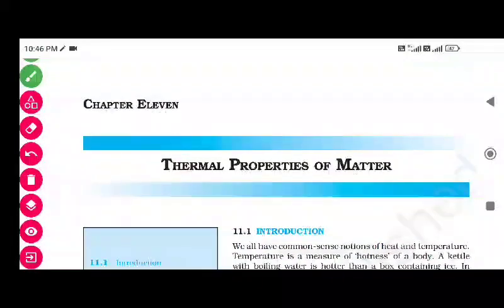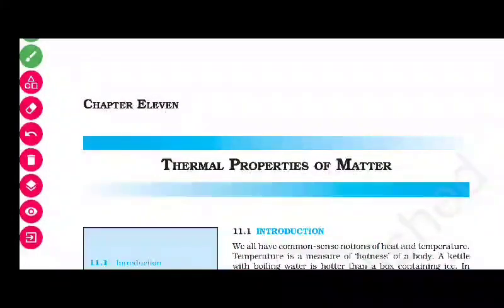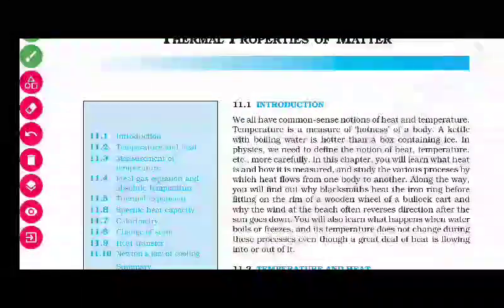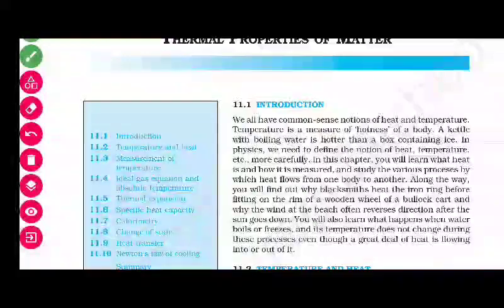Folks, what's up? In this video I'm going to start a new chapter of NCERT Physics Class 11. This is chapter number 11 of NCERT Physics Class 11, Thermal Properties of Matter. So let's start this chapter. Let's first see which topics we have to cover in this chapter.